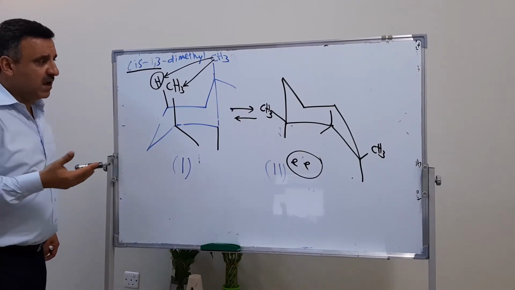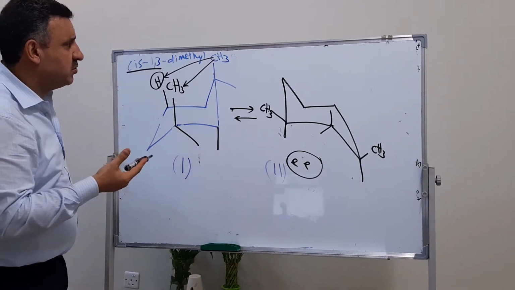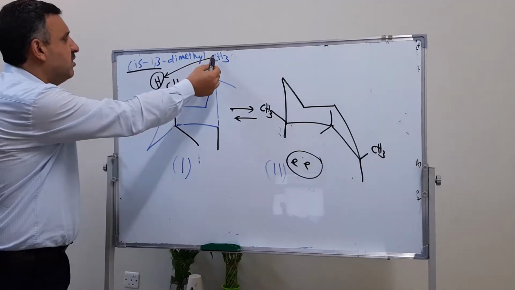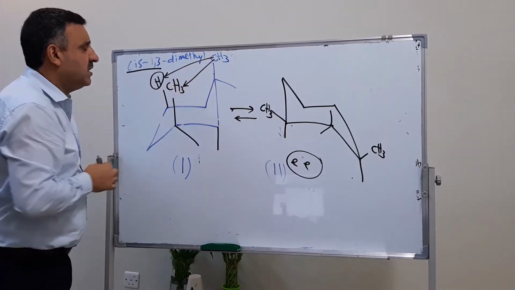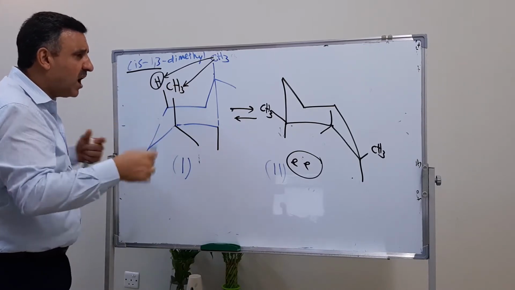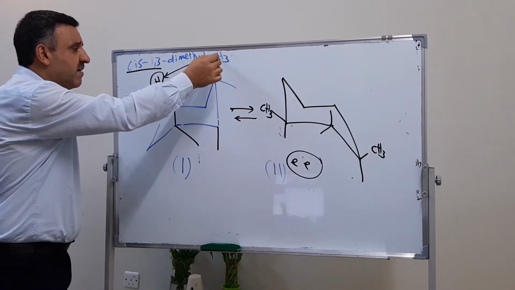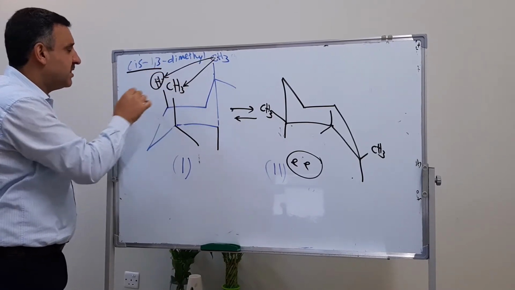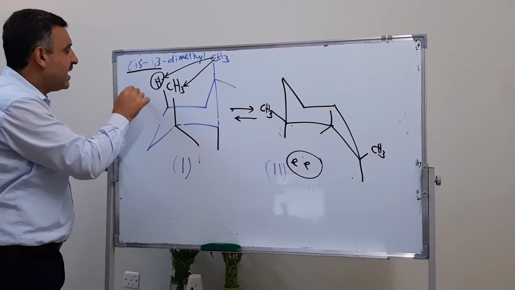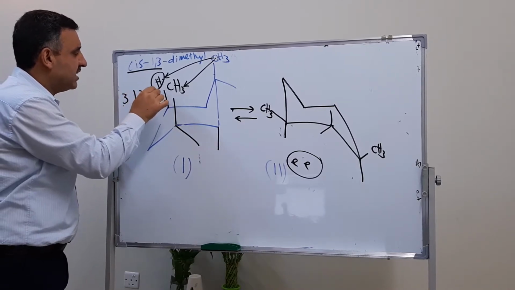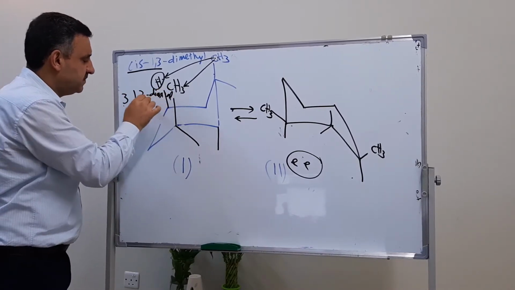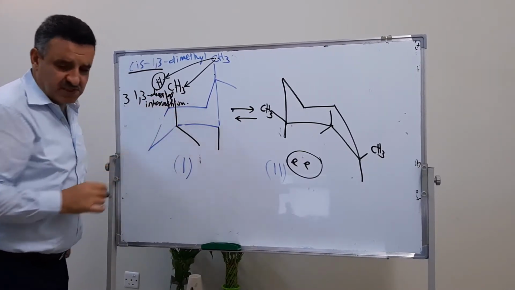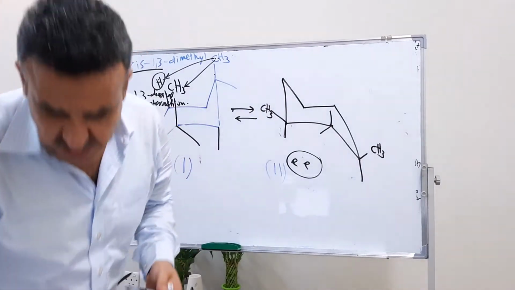Now, if that's energy, we need to know for each interaction how much. But anyway, what are the 1,3 diaxial interactions? We have methyl, methyl, we have methyl, hydrogen, we have hydrogen, methyl. So we have 1,3 diaxial interactions. Got the point? Do you follow me, guys? This is actually what we mean by the question.